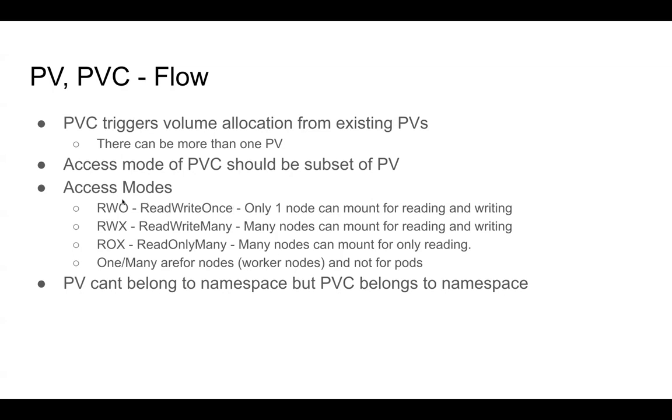So what are these access modes? RWO, read write once, means only one node can mount for reading and writing. RWX, read write many: many nodes can mount for reading and writing together. ROX, read only many: many nodes can mount for only reading. The one or many refers to worker nodes, and not to pods. So just keep that in mind. This relationship is about the worker nodes, not pods.